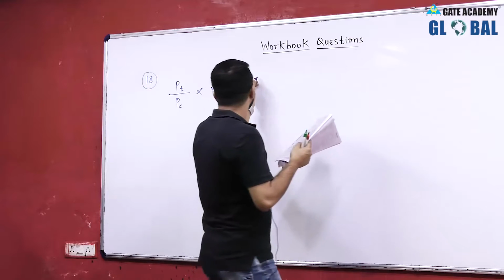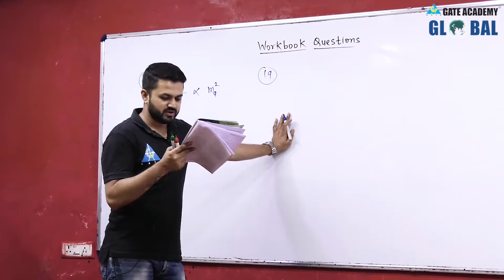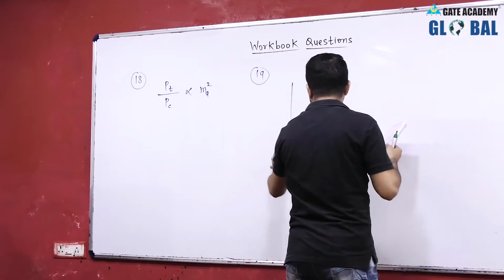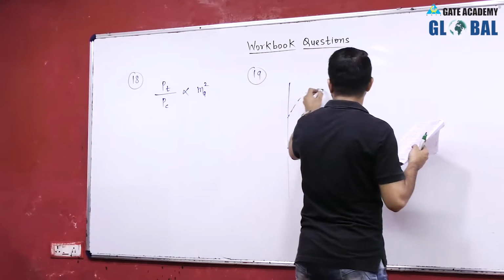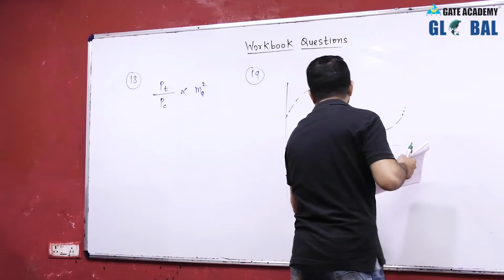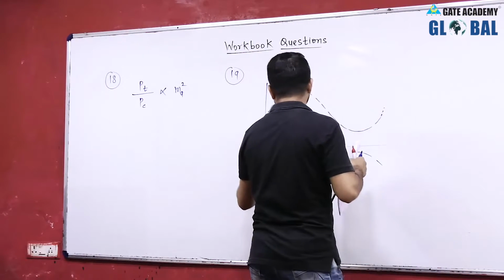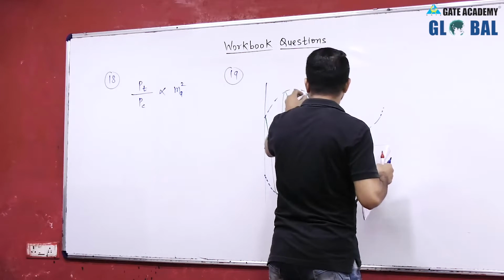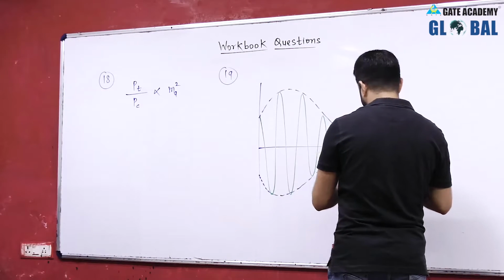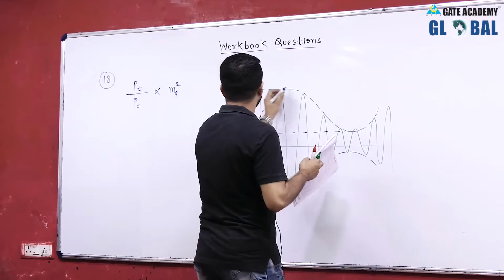Next is question number 19. This is a common data question, question number 19 to 22. A sinusoidally modulated double sideband full carrier waveform is shown in the figure below. The minimum amplitude is given as 25, and the maximum amplitude is given as 125.